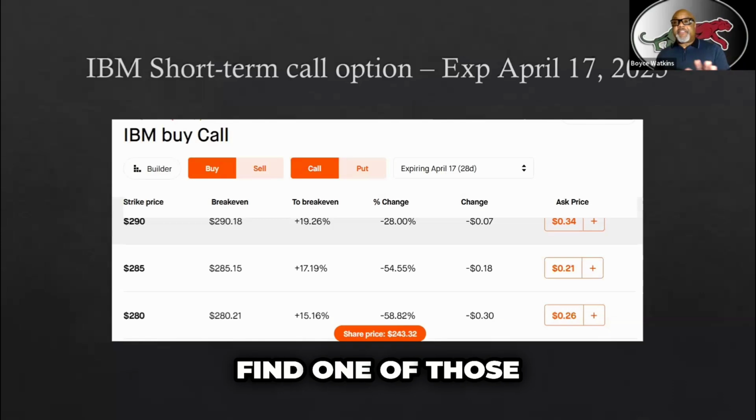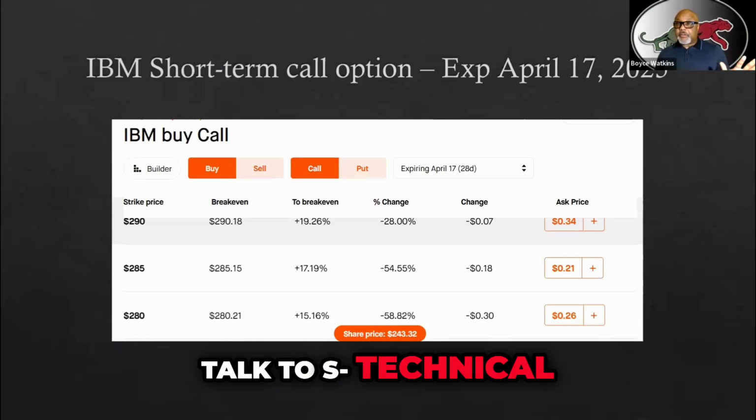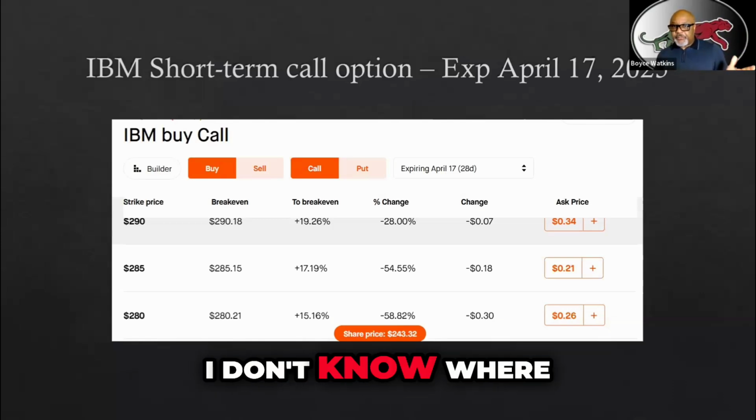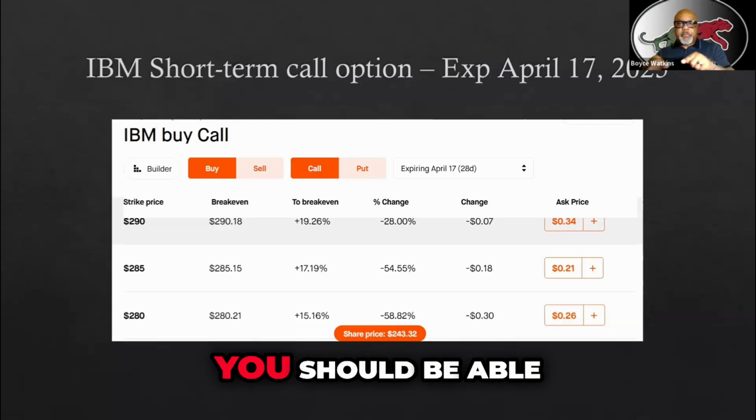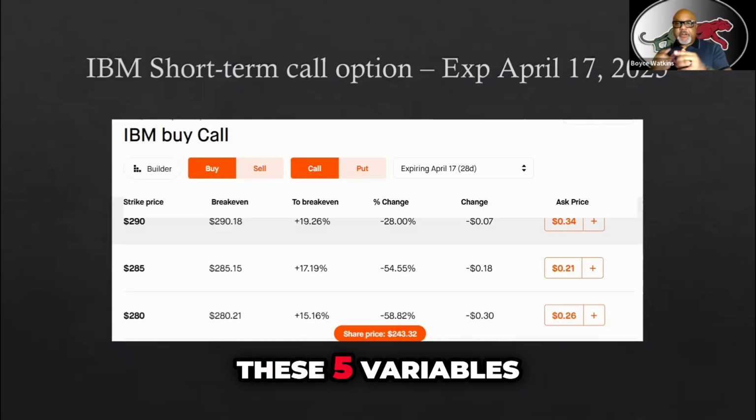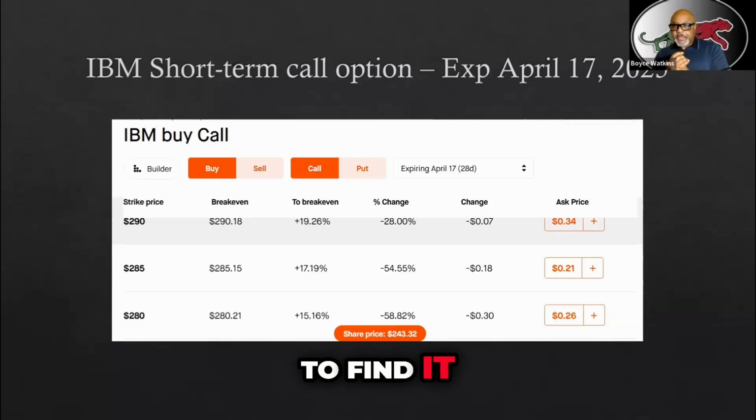And if you can't find one of those 5 things, talk to technical support and say, I'm looking for my 5th variable. I don't know where to find it. Most of the time, when you're identifying an option, you should be able to point out all these 5 variables. You should be able to find it, okay?